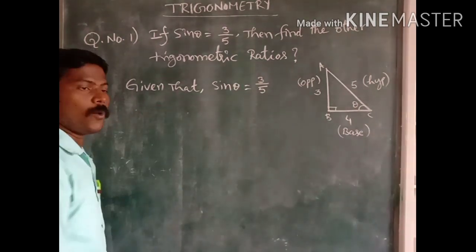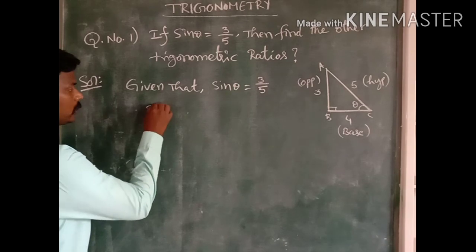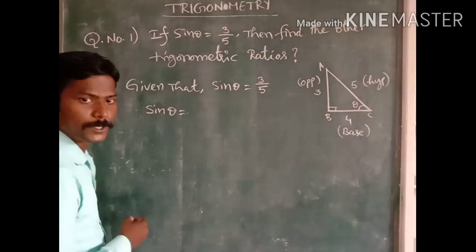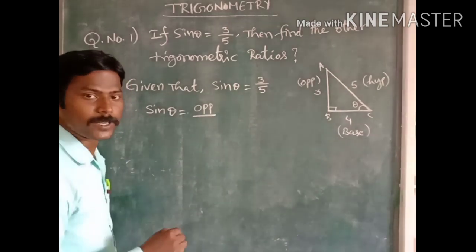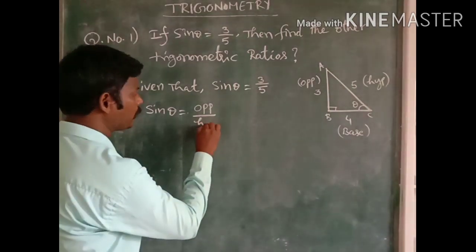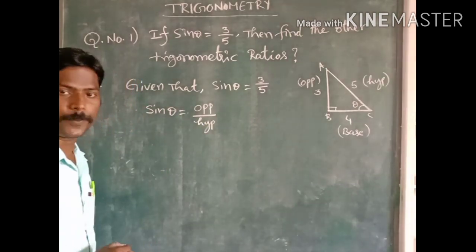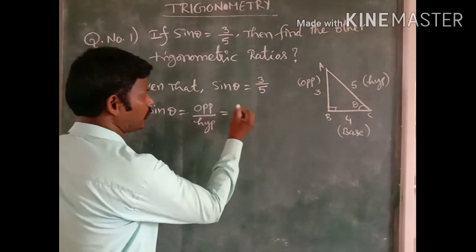Next, what is the definition of sin theta? Sin theta is equal to opposite side by hypotenuse. I will write the shortcut: OPP means opposite side, HYP denotes hypotenuse.